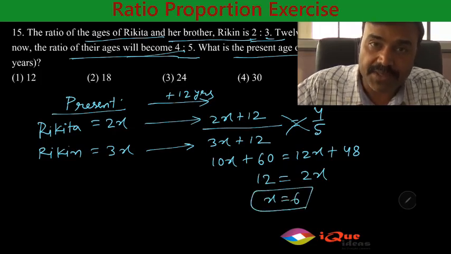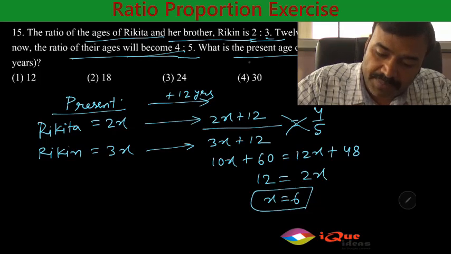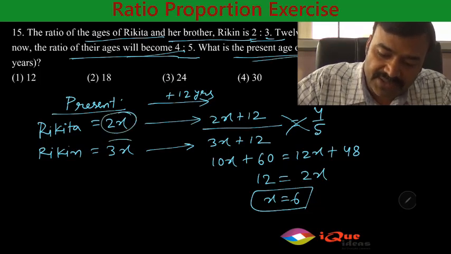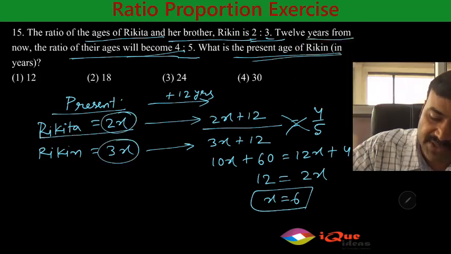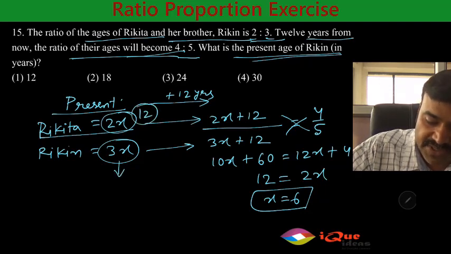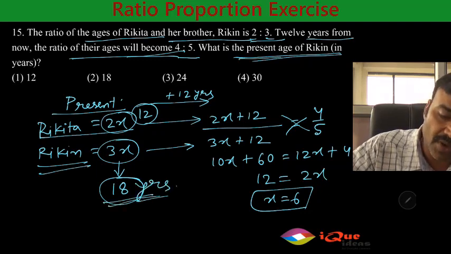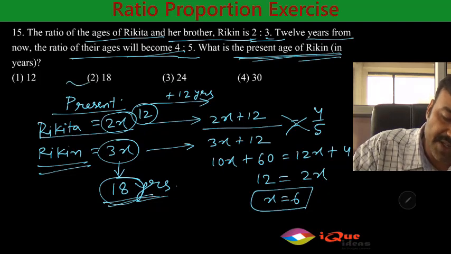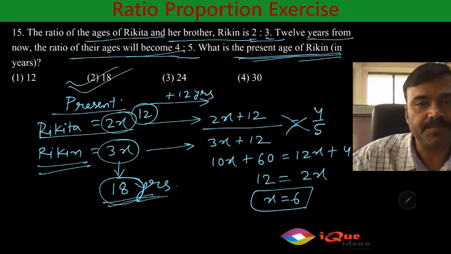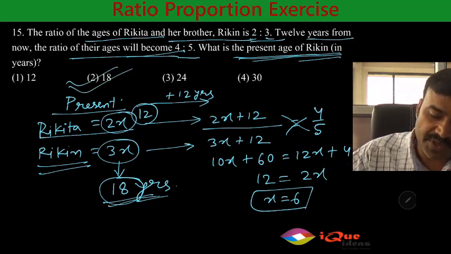Remember, x is not the answer. Our answer will be, the present age would be 2x and 3x. So Rikita would be 2x, that is 6 into 2, 12. And Rikin would be 3x, so 3 into 6, that is 18. And the question is about Rikin, so answer is 18 years. So the present age of Rikin would be 18 years, that is the second option. Alright, so this was one good question.